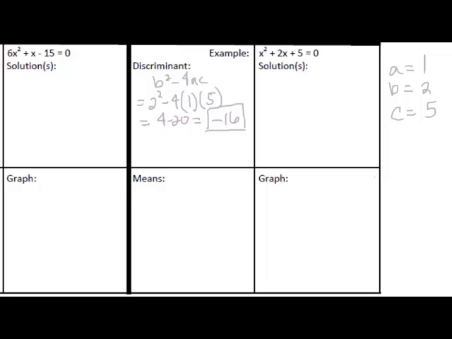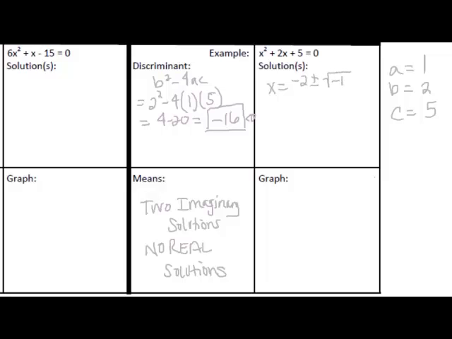We know that that is less than 0. So that tells us that we are going to have 2 imaginary solutions. We also know that means we have no real solutions. We're going to look at the graph for that as soon as we solve. So to solve, we have x equals the opposite of b plus or minus the square root of negative 16 all over 2 times a, which is just 2.